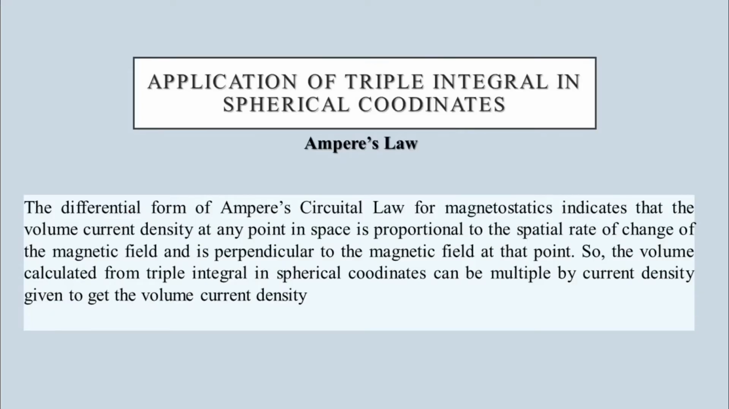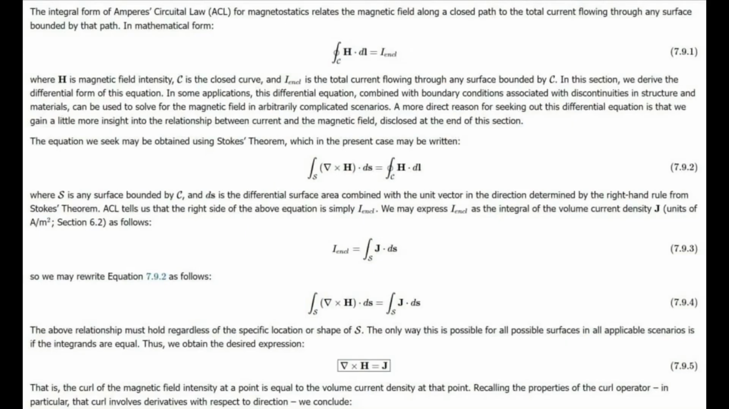Hello, my name is Wong Jiang. Today I want to talk about an application of triple integral in spherical coordinates, which is Ampere's law. The differential form of Ampere's circuital law of magnetism indicates that the volume current density at any point in space is proportional to the spatial rate of change of the magnetic field and is perpendicular to the magnetic field at that point. So, the volume calculated from triple integral in spherical coordinates can be multiplied by the current density given to get the volume current density. Madam may pause the video to record the application.